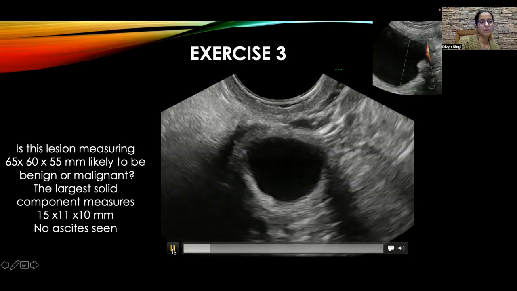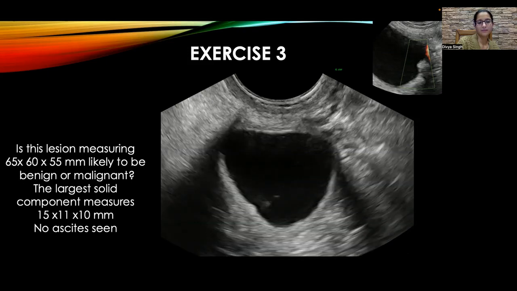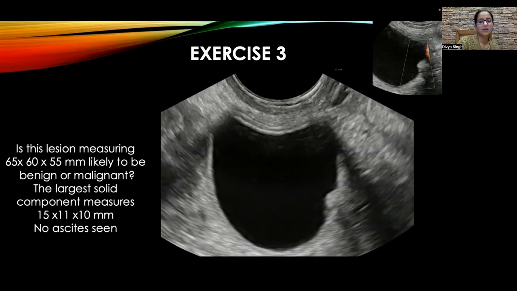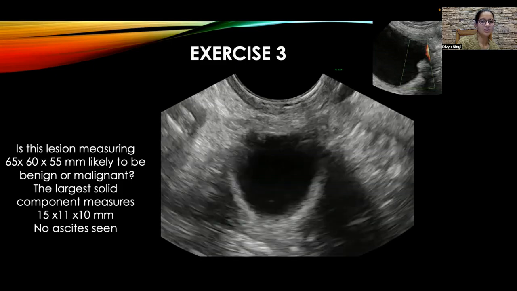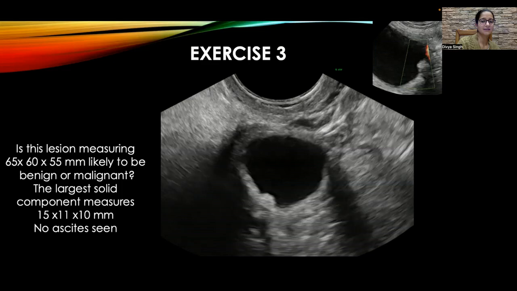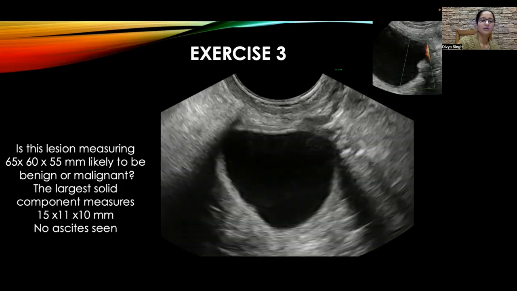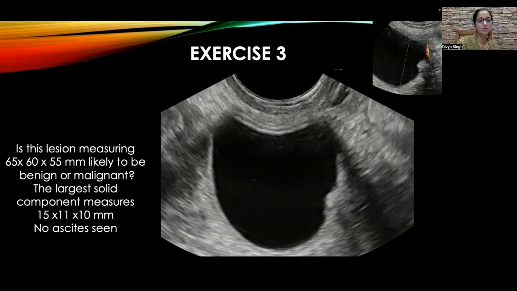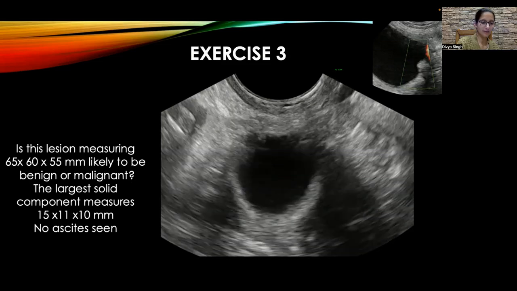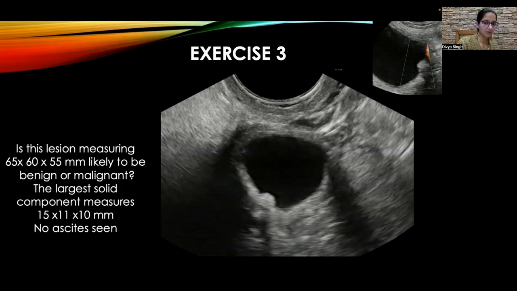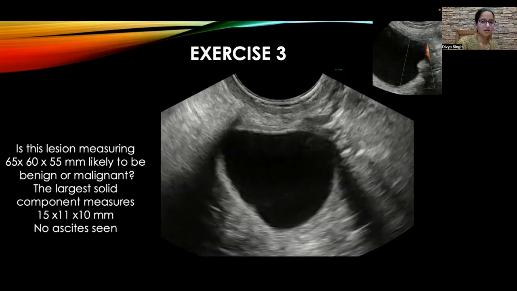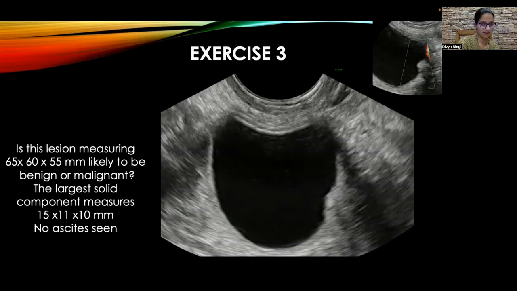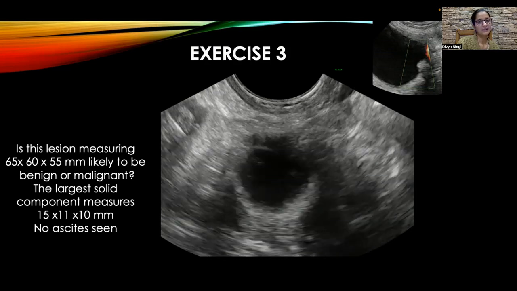This is a lesion which measures 65 into 60 into 55 millimeters. Look at the lesion carefully and please let me know whether it is likely to be benign or malignant. I'm scanning the lesion from one end to the other so that you can see it in its entirety. So you would have to use the IOTA terms and definitions, simple rules, descriptors, and then come to a conclusion as to whether this lesion is benign or malignant. The lesion measures 65 into 60 into 55 millimeters. Its largest solid component, that is the papillary projection, measures 15 into 11 into 10 millimeters. And I can tell you that there was no ascites seen in this patient.